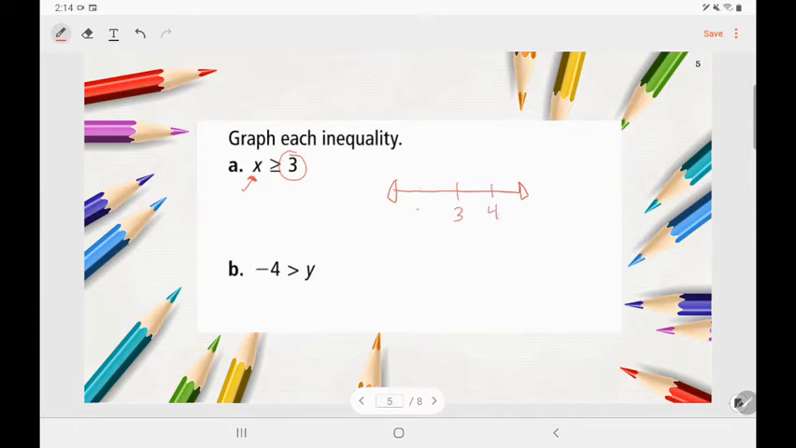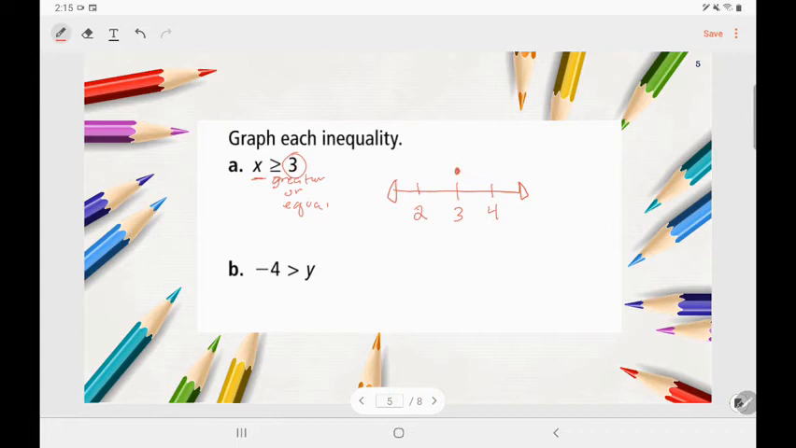You always need to include a number that's bigger and smaller, just so we have a frame of reference. So I know all the numbers that are bigger and smaller than 3. As I read this inequality, I'm going to read it left to right. X, all the values that x can be, need to be greater than or equal to 3. So if my values need to be greater than or equal to 3, one of my solutions can be 3.